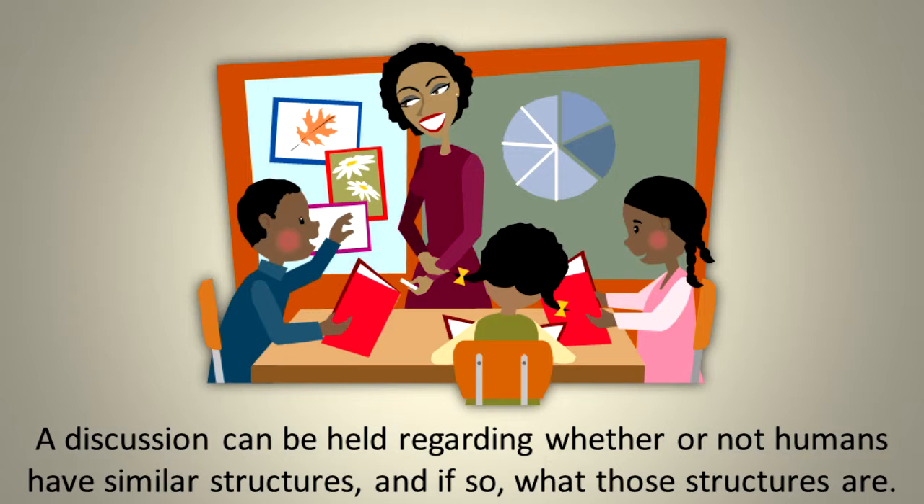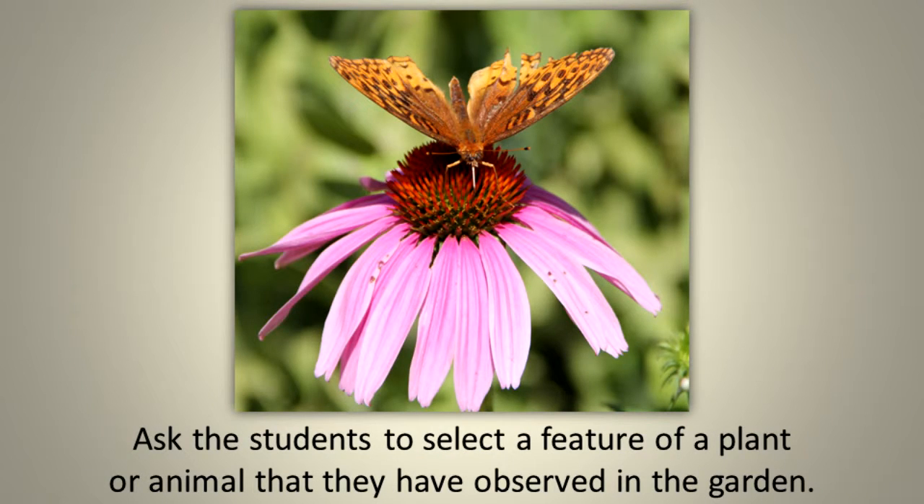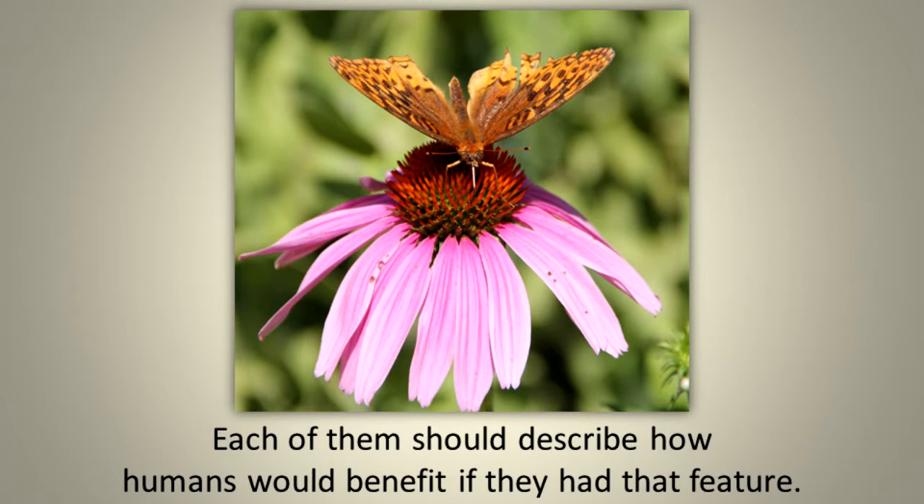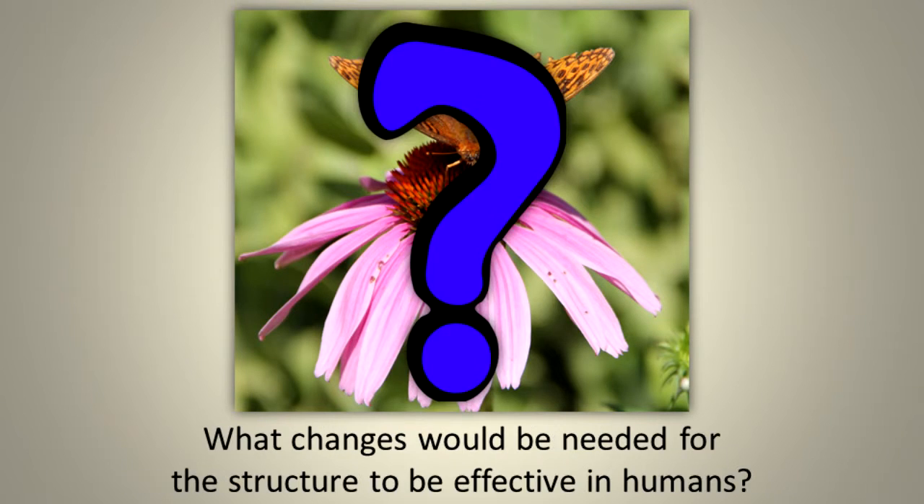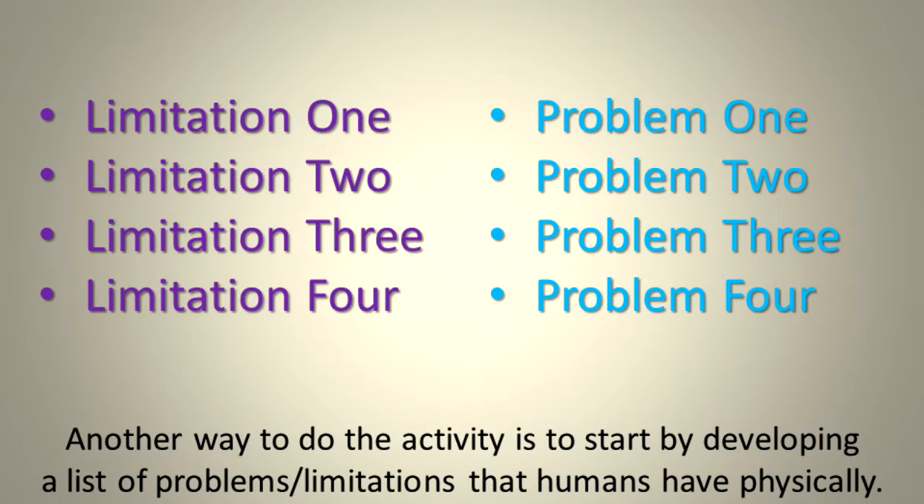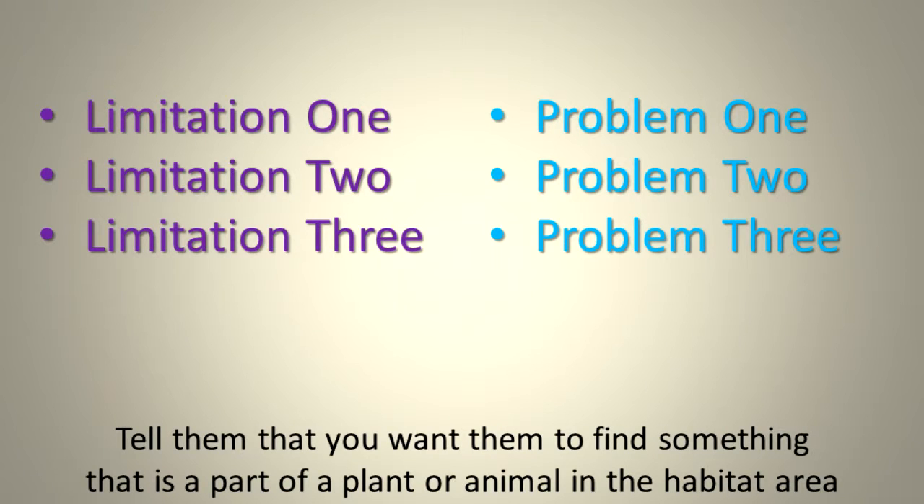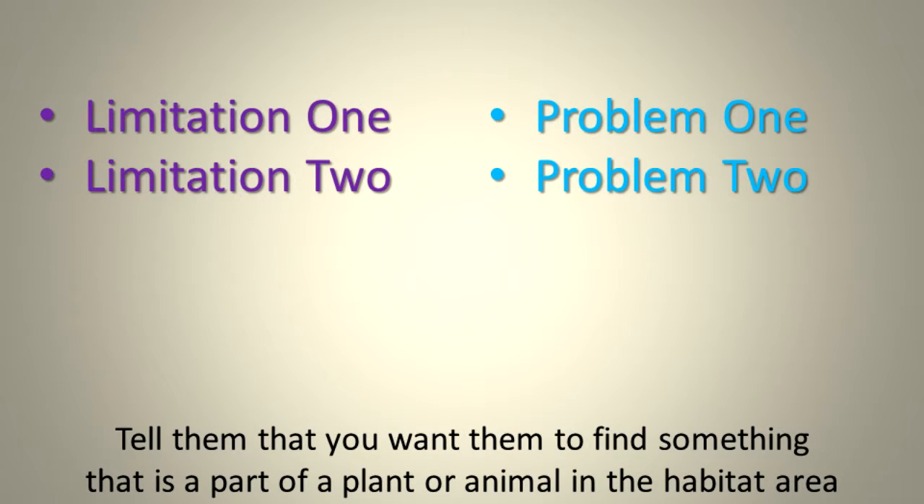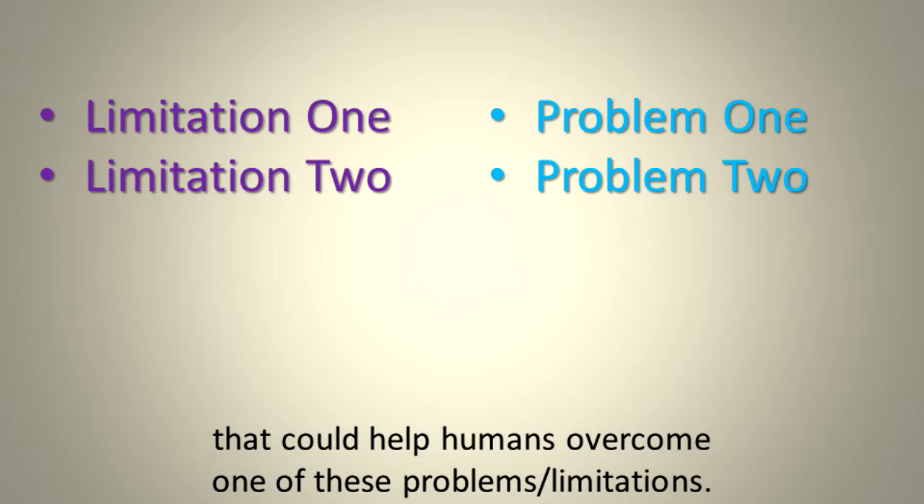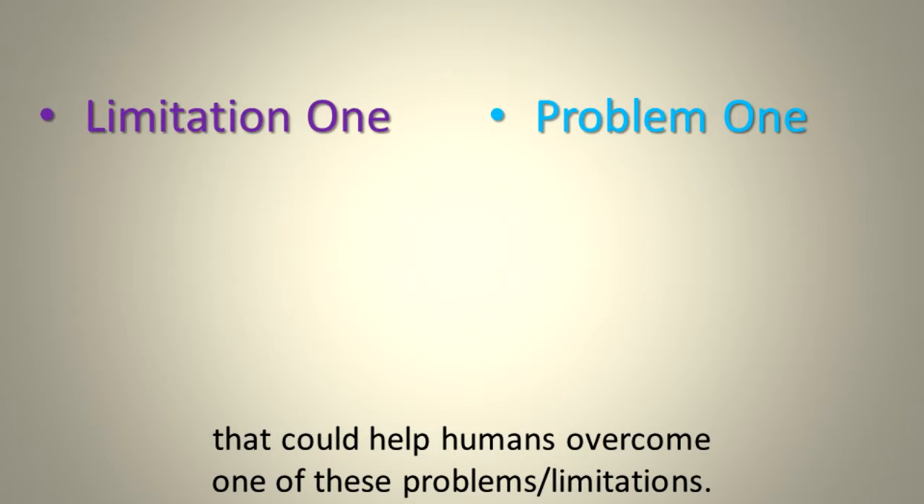Ask the students to select a feature of the plant or animal that they have observed in the garden. Each of them should describe how humans would benefit if they had that feature. What changes would be needed for the structure to be effective in humans? Another way to do the activity is to start by developing a list of problems, limitations that humans have physically. Tell them that you want them to find something that is a part of a plant or animal in the habitat area that could help humans overcome one of these problems or limitations.